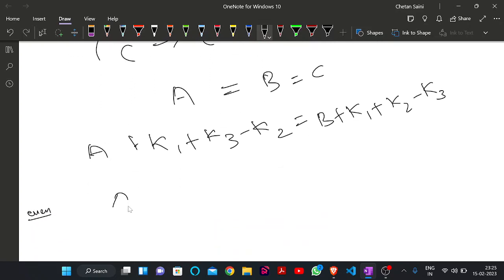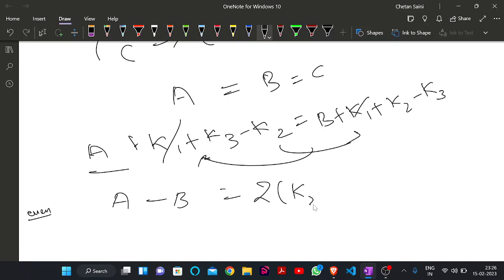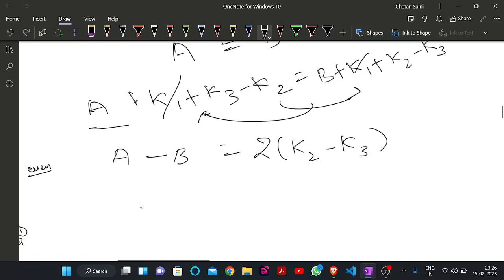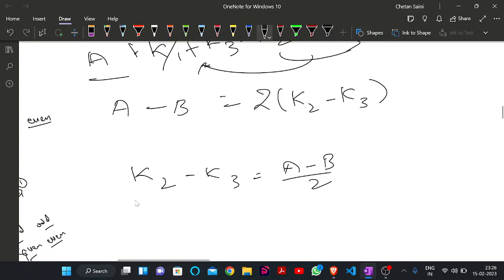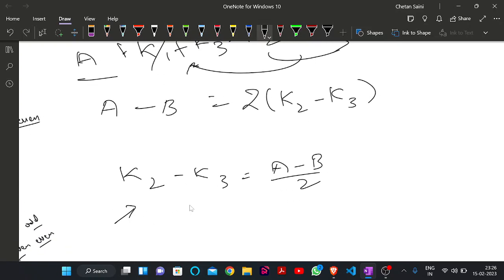And if we move B to the left side, that will be A minus B. K1 and K1 will cancel out, and this will be equal to K2 in plus, so that will be 2 into K2 minus K3. And in the final, K2 minus K3 will be (A minus B) by 2. We all know that K2 and K3 are the number of operations, so that should be an integer.